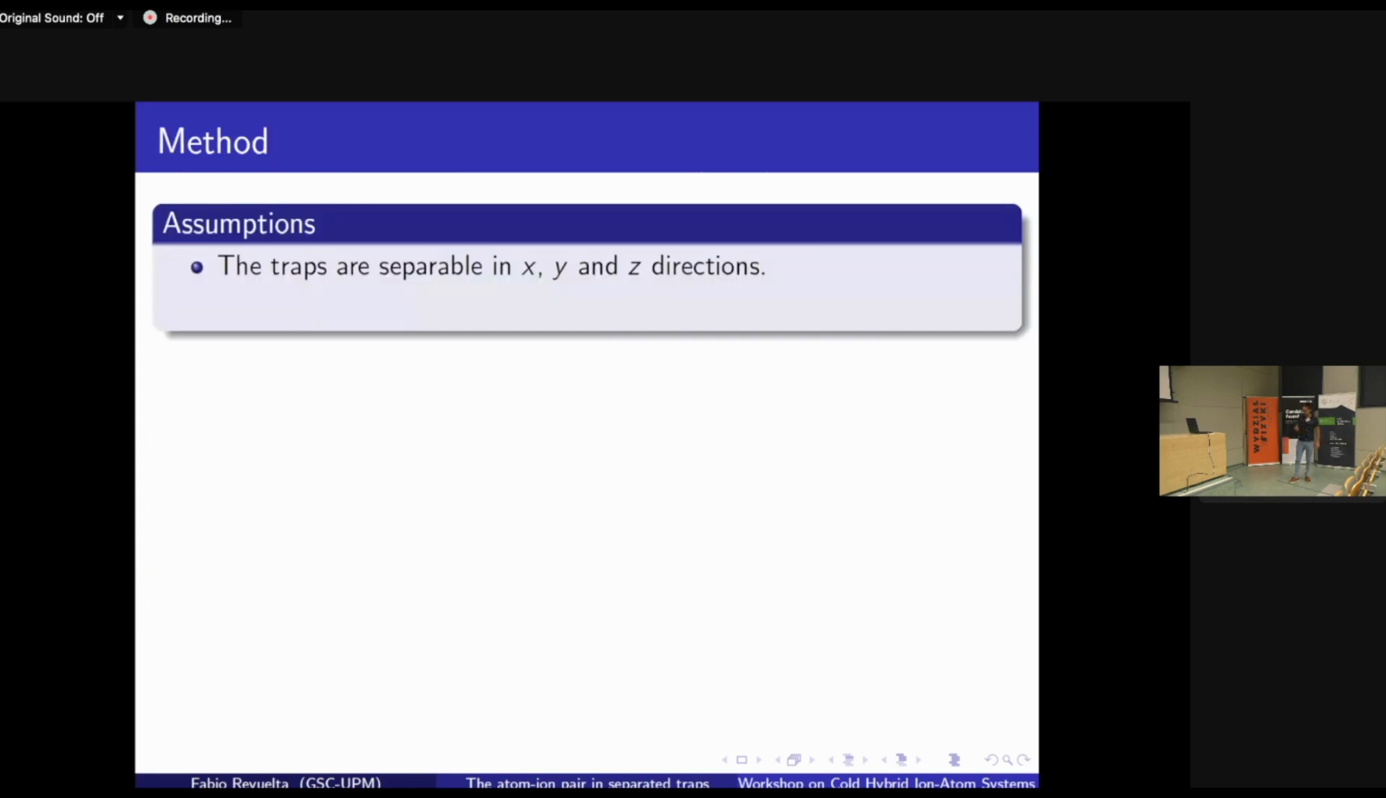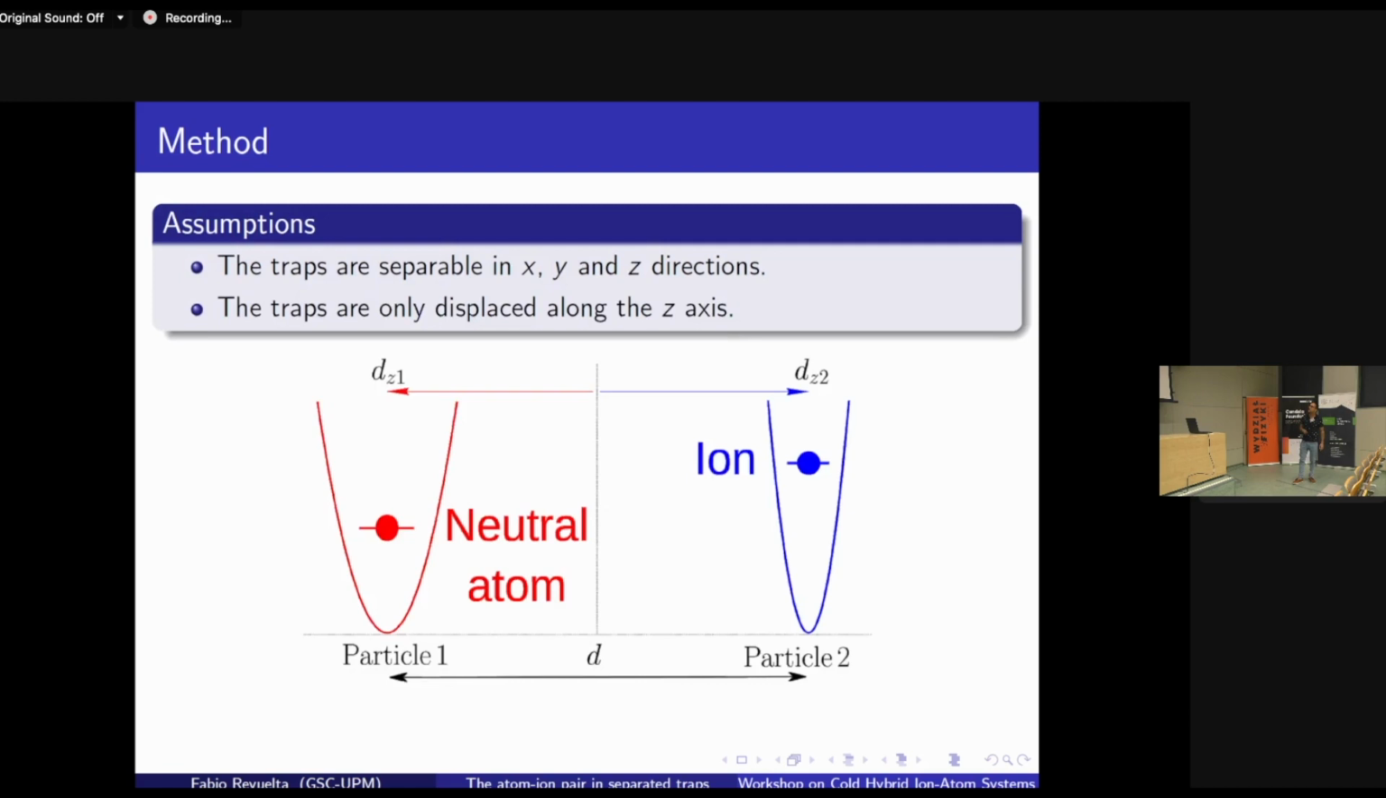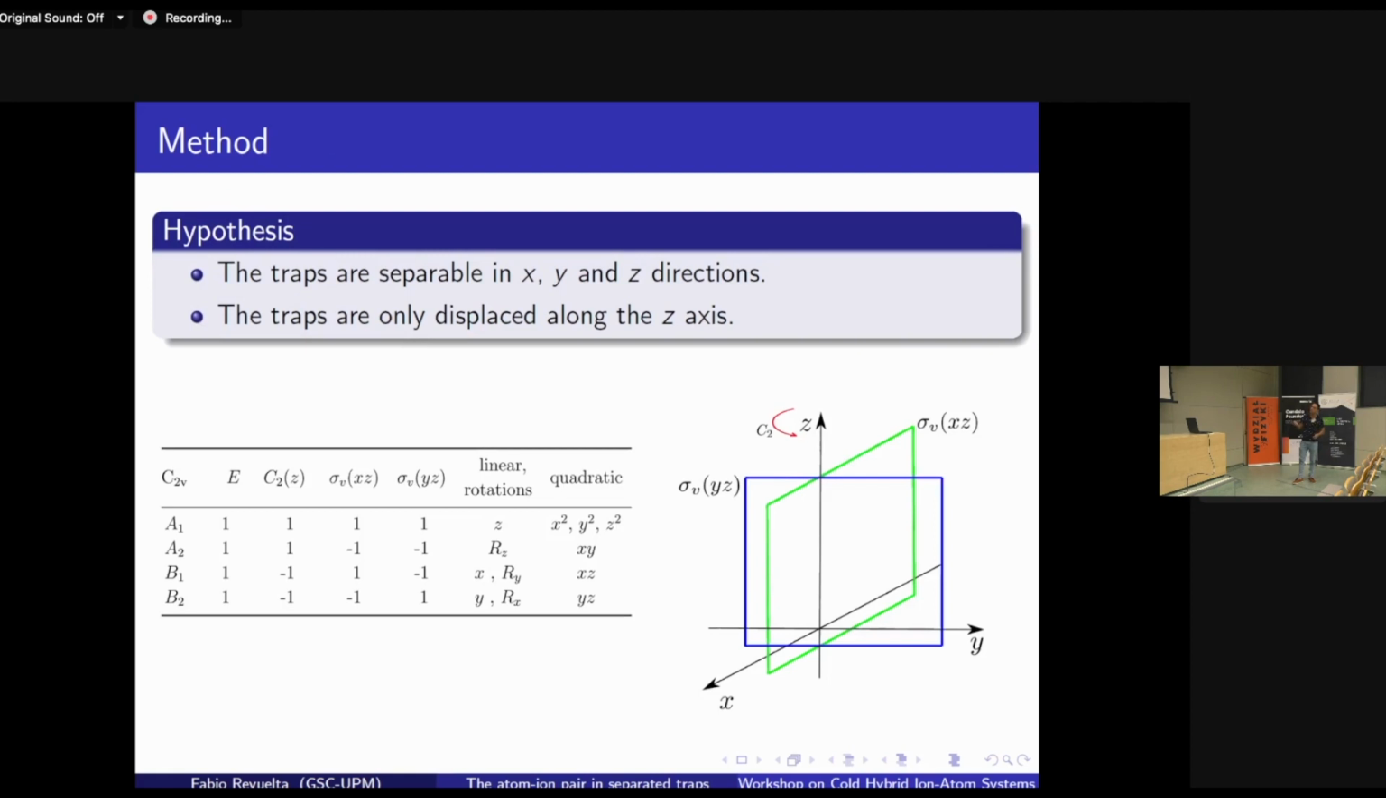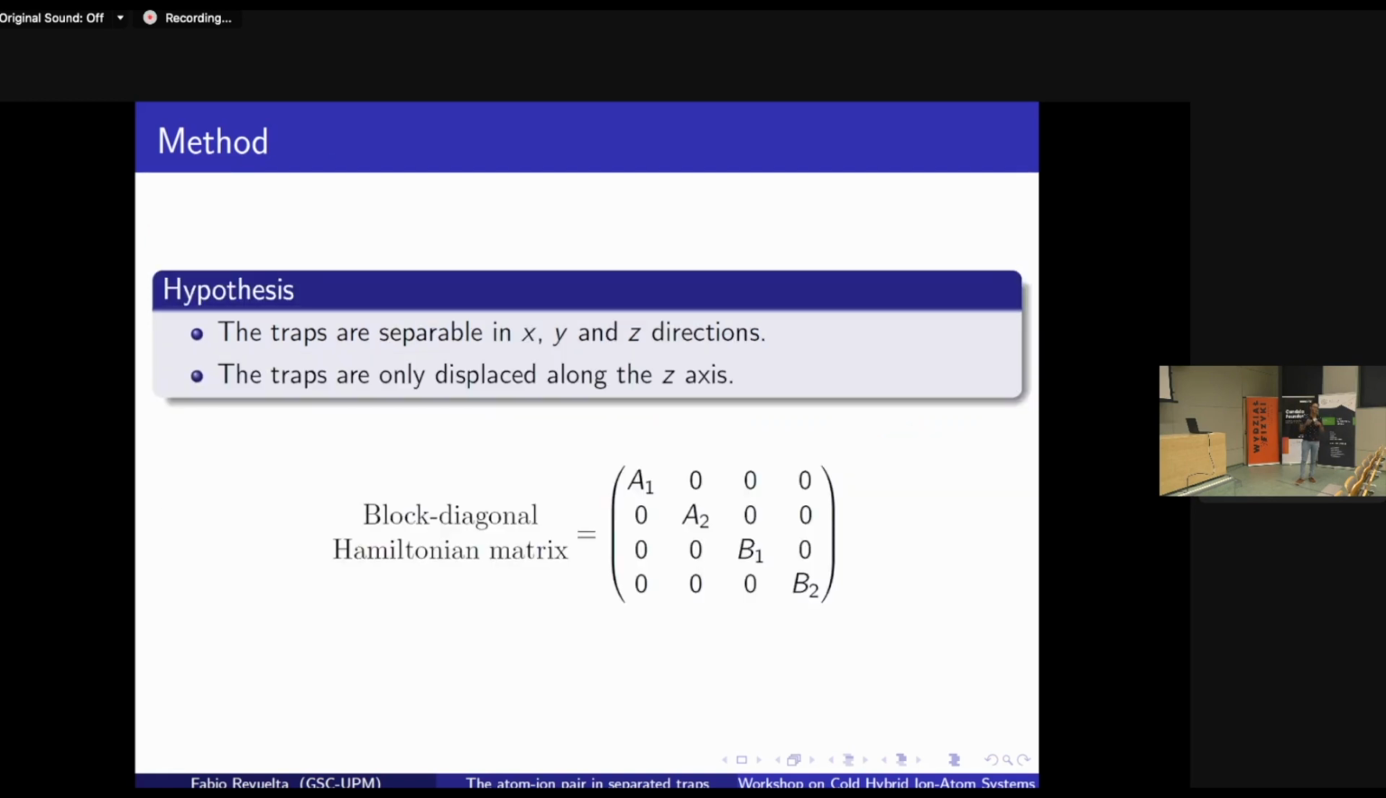What we have done works only if our potentials are separable in the different dimensions, so we don't have, let's say, X and Y couplings, which is a reasonable assumption. And just as a matter of keeping things simple, we assume that we are separating our traps always along the z-axis. We do it because then the system belongs to this symmetry group, C∞v, and the eigenfunctions have certain symmetries. If you use an adequate basis set that takes into account those symmetries, then you get a block diagonal Hamiltonian matrix that can be solved more easily.